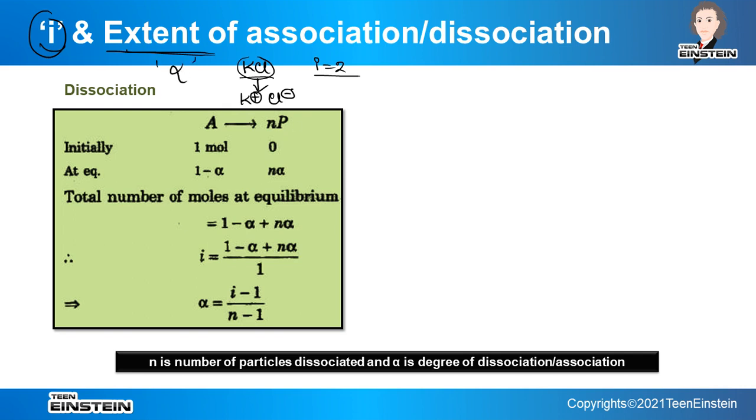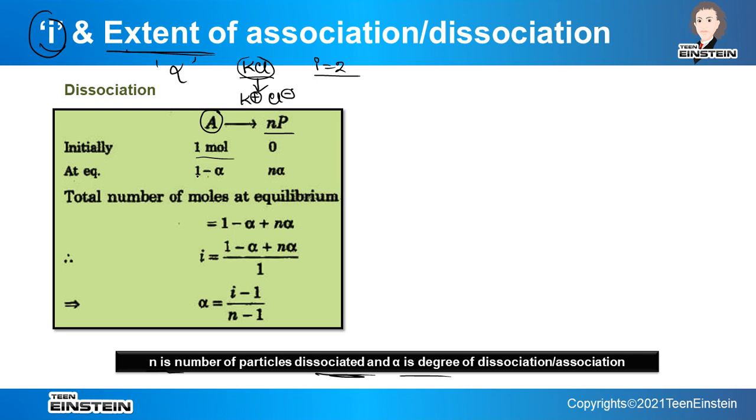So what is the relationship between i and alpha? That formula we will establish here. Here n is the number of particles dissociated and alpha is the degree of dissociation or association. So here we have taken A and it is dissociated to n number of particles. P is the product basically. Initially we have 1 mole. Suppose we have 1 mole; you can also take x mole, it doesn't matter.